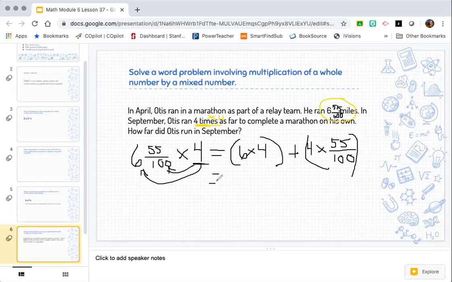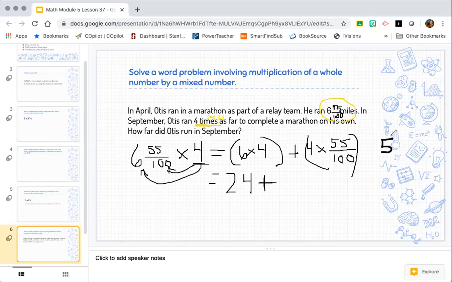We can do 6 times 4, right? That's pretty easy peasy lemon squeezy. 6 times 4 is what? Tell me in 3, 2, 1. 24. Good job. Okay. Plus, wait a second. 4 times 55. Oh my goodness, I have no idea how to do that. Panic mode. Okay, not panic mode. Remember standard algorithm.